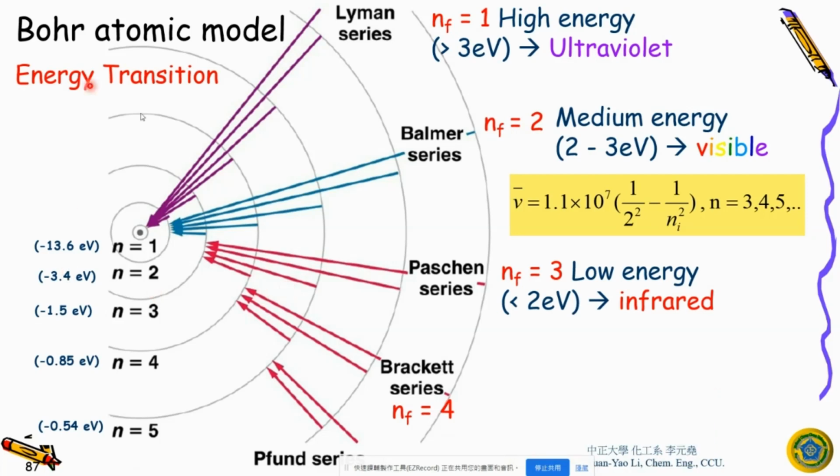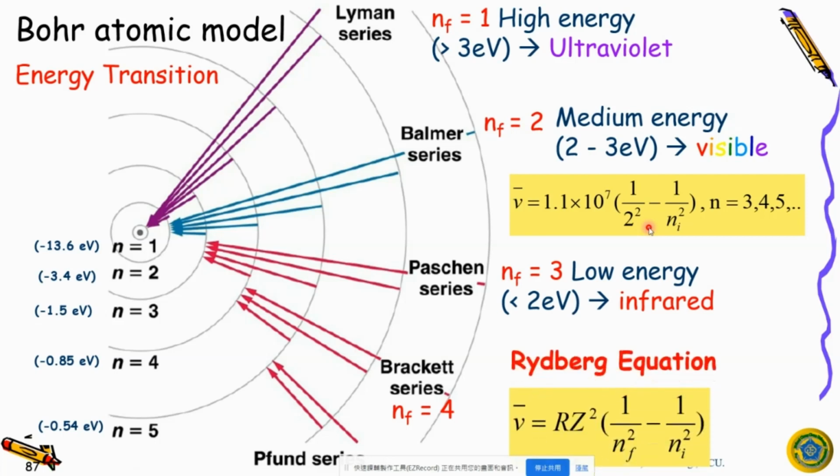Okay, so if you can get an equation for the Balmer series, can you get an equation for the Paschen series? Can you get an equation for the Lyman series? Yes, you can, because you just change this number here. So I'm sure at this moment you will think, well, Professor, can we get a general equation for all the series? Yes, you can. This is called the Rydberg equation.